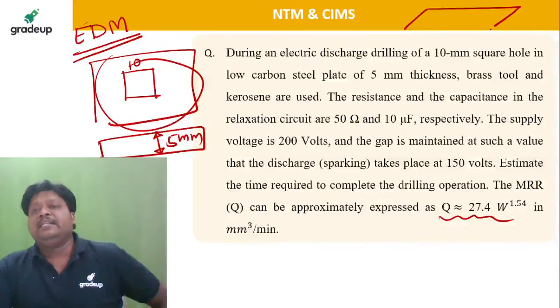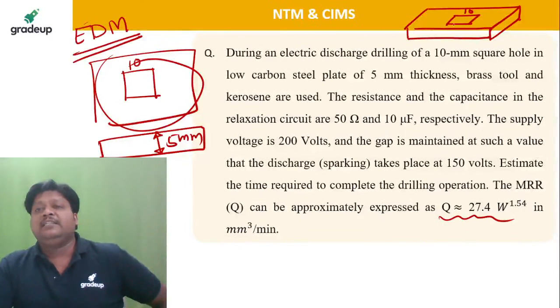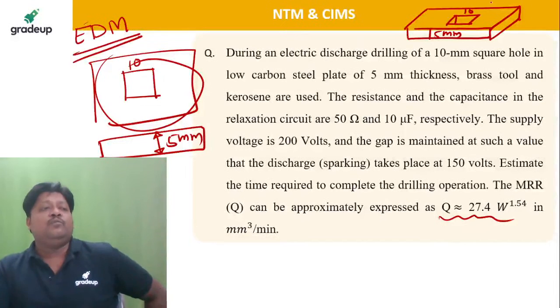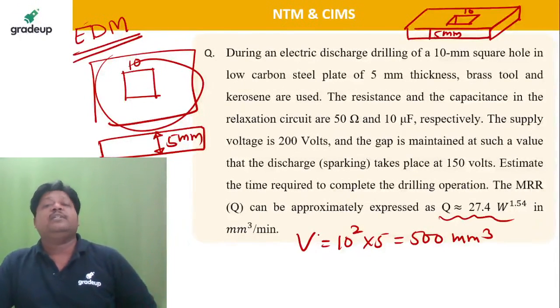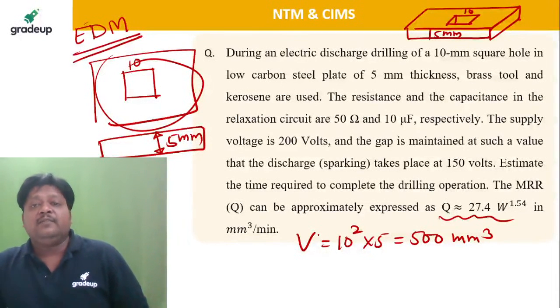So what is the volume we are going to remove from the plate? If the plate is like this, with a square hole of 10 mm and thickness 5 mm, how much material removal do we have from that plate? It will be 10 square into 5, so it is 500 mm cube. This is the volume of material you are going to remove.